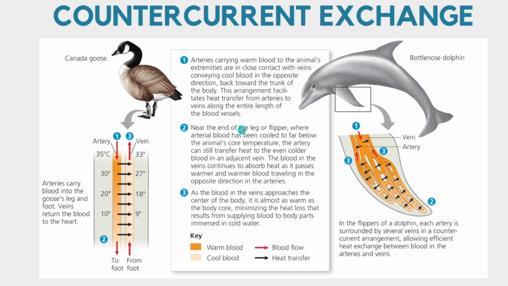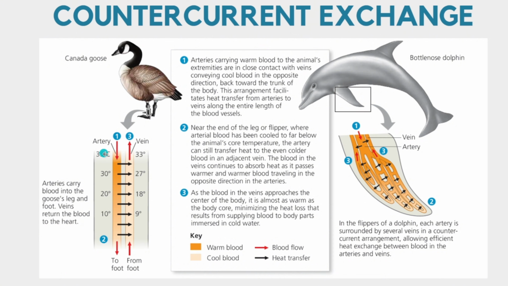So normally near the end of the leg of the flipper, the arterial blood has been cooled to far below the animal's core temperature. The artery can still transfer heat to the even colder blood in an adjacent vein. So in a simple way, artery blood is normally higher in temperature than vein blood. So the blood in the vein will continue to absorb the heat. The function of the vein is to absorb heat from the artery.